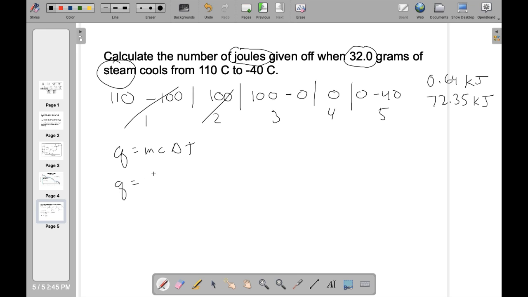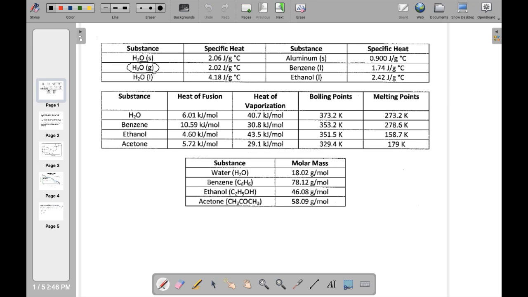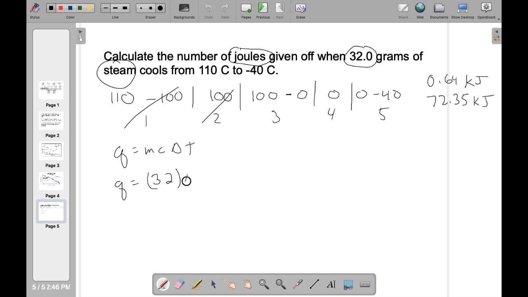Q equals the mass, 32, times the specific heat. Now this is a liquid right here, so I need to use 4.18 joules per gram Celsius. And then my change in temperature is 100 degrees Celsius.